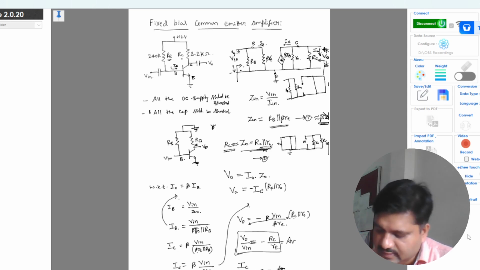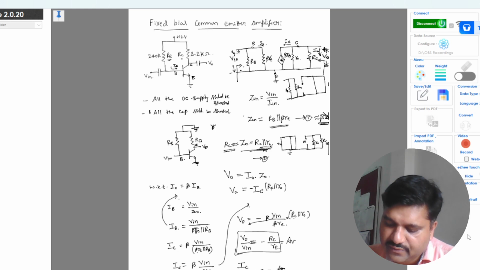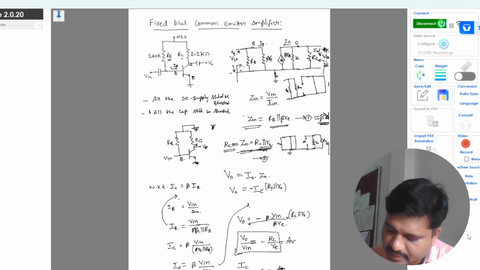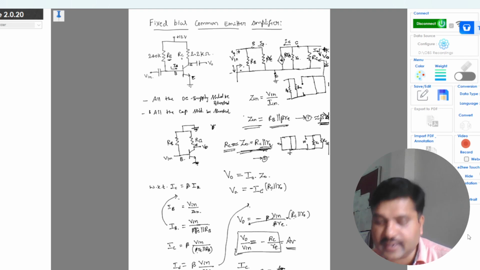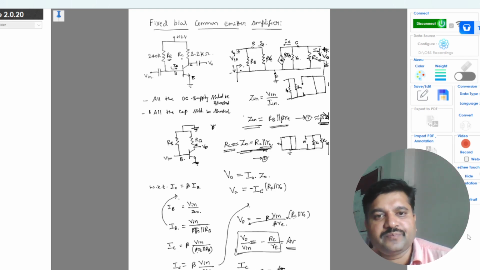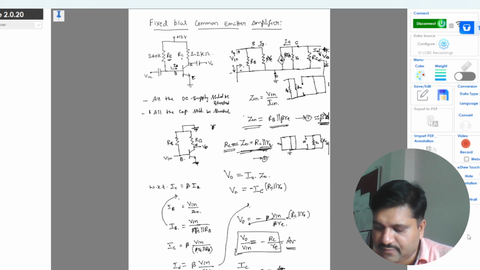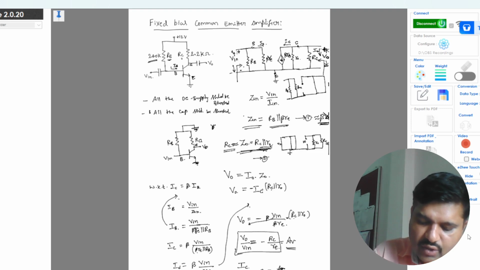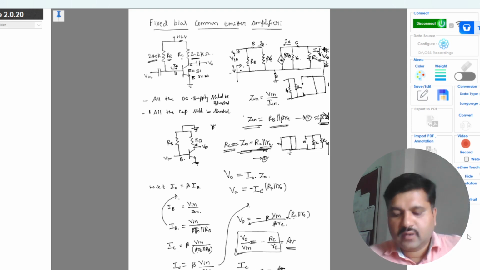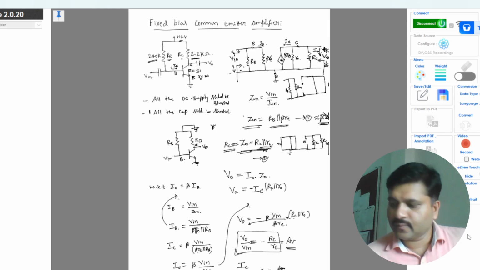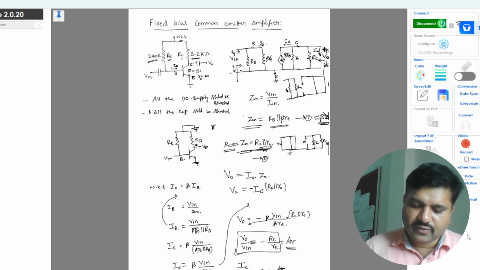Right? So this is the AC analysis, for which we calculated the input impedance, output impedance, voltage gain and the current gain. These are the AC parameters of an amplifier circuit for this fixed bias common emitter configuration. These are the expressions we have got. Now solving the same for the numerical values they have given, 240K, 2.2K, 12 volts, and beta is not given, so we will take beta as 51, and r naught is not given, so we will take r naught by default as infinite. Okay, so now solving for this.